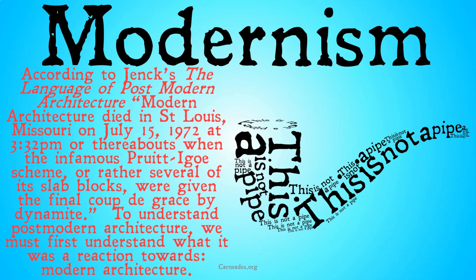Now, according to Jenks, the language of postmodern architecture, modern architecture died in St. Louis, Missouri on July 15, 1972 at 3:32 p.m. or thereabouts, when the famous Pruitt-Igoe scheme, or rather several of its slab blocks, were given a final coup de grace by dynamite. No other position in postmodernism will have such a clear definition and distinctive line between the modernist and the postmodernist. But to understand this quote and to understand postmodern architecture, we need to first understand what it was a reaction towards, namely modern architecture.